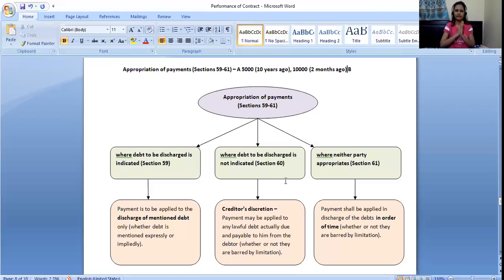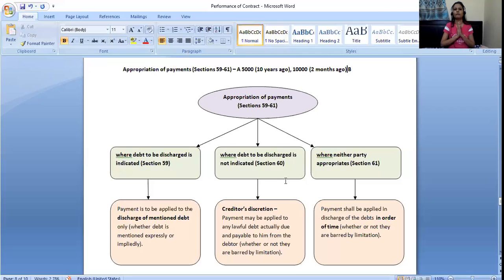And where even I am not saying anything, I just took the 5,000 rupees, he also just gave the 5,000 rupees, then what happens is that it would be applied in order only. It would be said that, okay, whatever is the oldest loan pending, to that only it should be applied. So it will be considered that he cleared that first loan that he took 10 years ago. It does not matter whether it's barred by limitation or not. It would be applied in terms of time frame only. Whatever is the oldest one, to that only it will be applied.